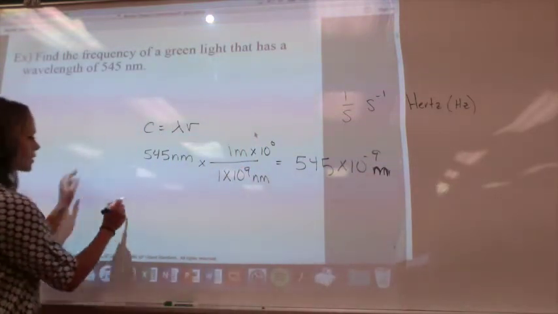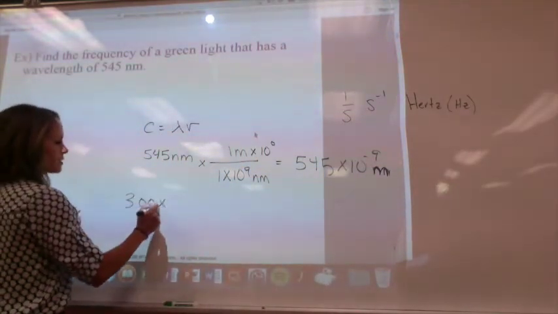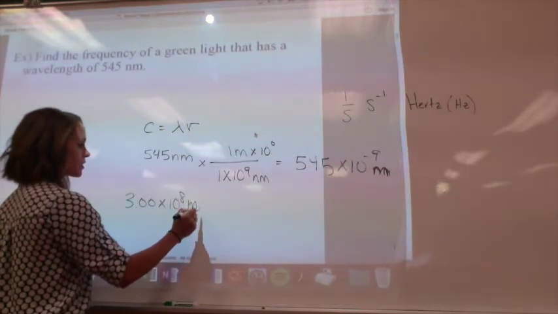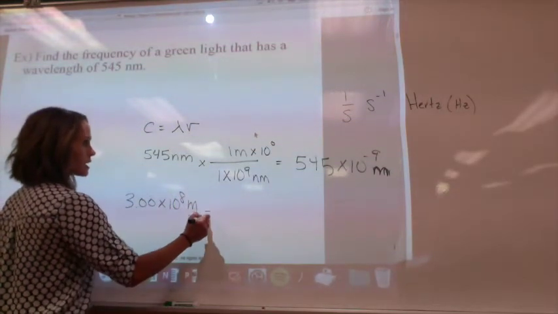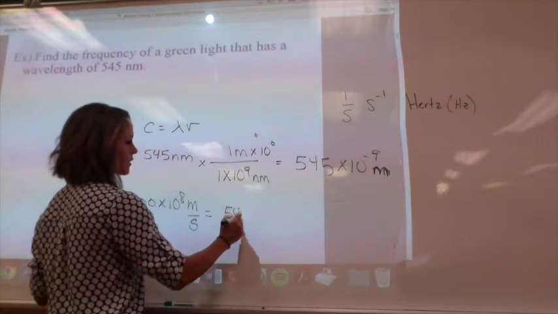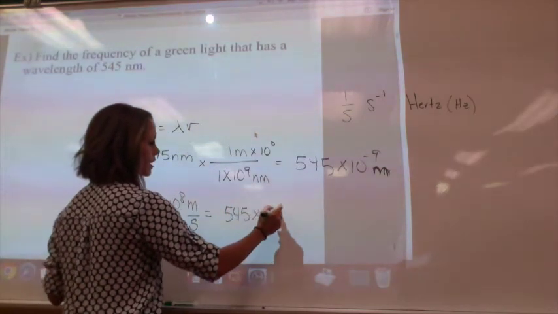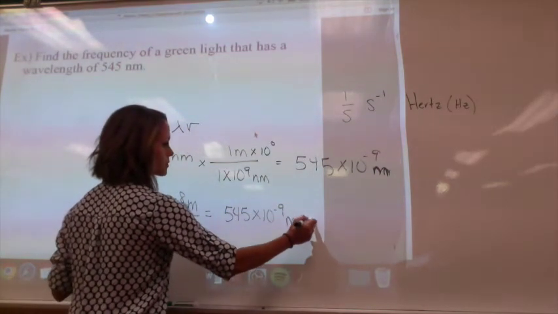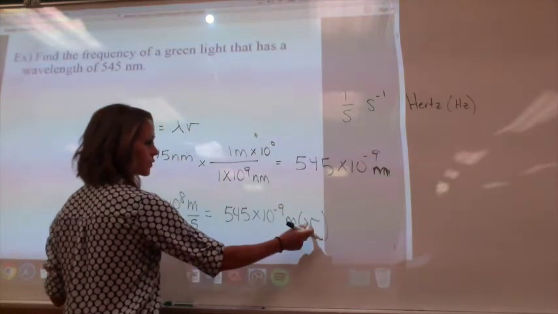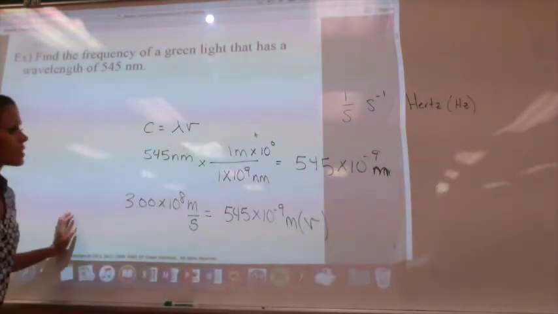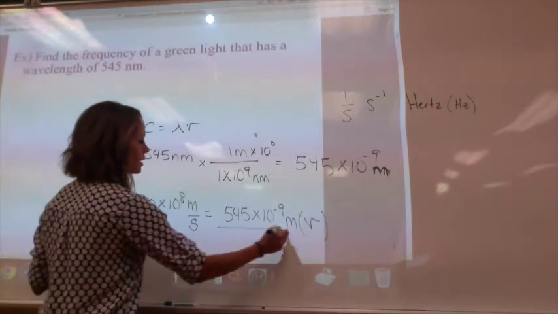So now I'm going to use the equation: 3.00 times 10 to the 8th meters per second is equal to 545 times 10 to the -9th meters times frequency. So I'm solving for frequency here. Now I just have to divide through on each side.